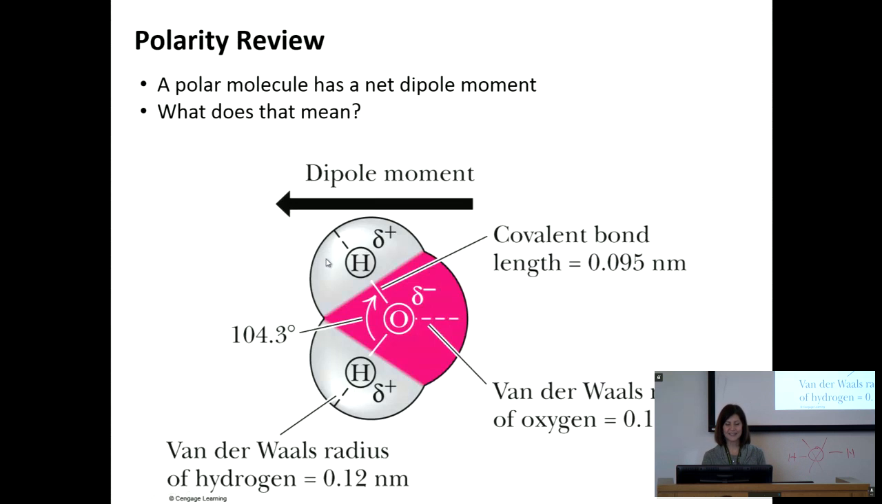All right, so here we have a dipole moment going from hydrogen to oxygen, another one here, and they add together to go this way. So the head of the arrow is pointing to the oxygen. I don't care about these van der Waals and these bond lengths. I am never going to ask you about bond length.